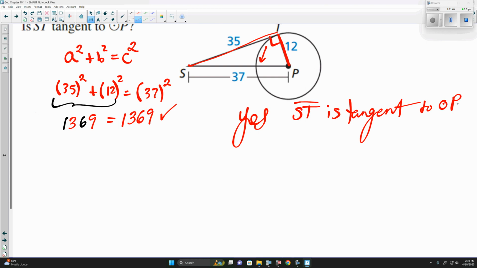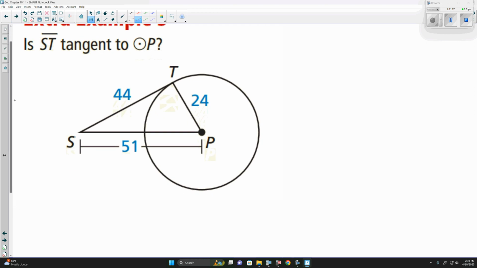Questions on this here? So we want to see if this is true here. Now, one thing we can say for sure is that we need, at this point T, to be a right angle if it's tangent. Now, again, just like before, we're going to be using Pythagorean's theorem. A squared plus B squared is equal to C squared.